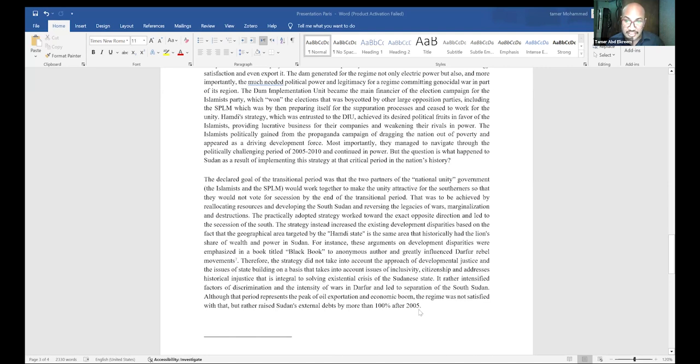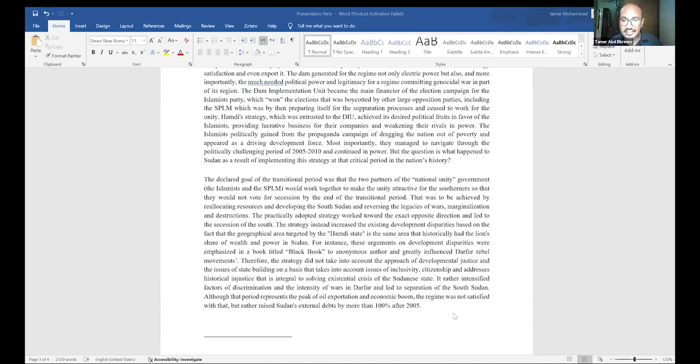The declared goal of the transitional period was that the two partners of the national unity, I mean the Islamists and the SPLM, would work together to make unity an attractive option for Southerners, so they would not vote for secession by the end of the transitional period. That was to be achieved by reallocating resources and developing South Sudan and reversing the legacy of wars, marginalization and destruction. So the practically adopted strategy worked in the exact opposite direction and led to the secession of South Sudan.